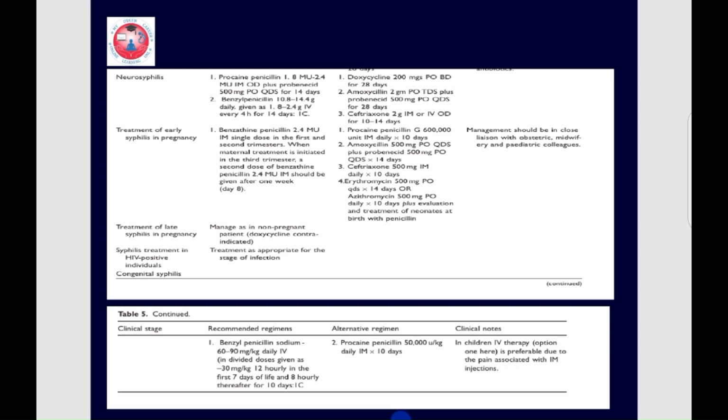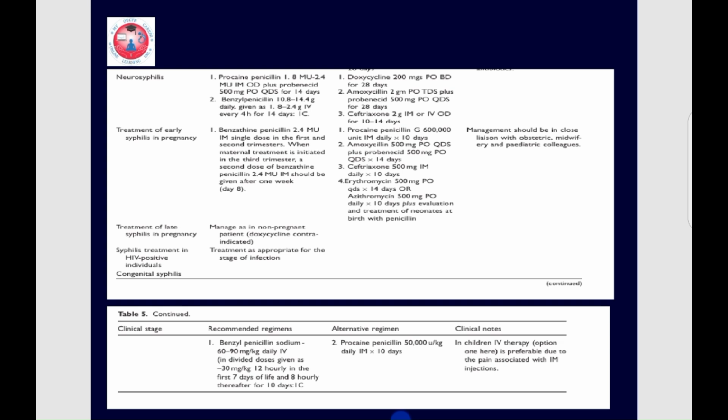Okay, and here remember the doxy dose is 200 milligram BD for 28 days. In early disease doxy was 100 BD for 2 weeks. In late disease doxy was 100 BD for 4 weeks. Here doxy is 200 BD for 4 weeks. Okay, amoxicillin is again high dose, 2 gram TDS along with probenecid, to be treated for 28 days, and ceftriaxone 2 gram intramuscularly is used. Here the ceftriaxone dose is also high in neurosyphilis.